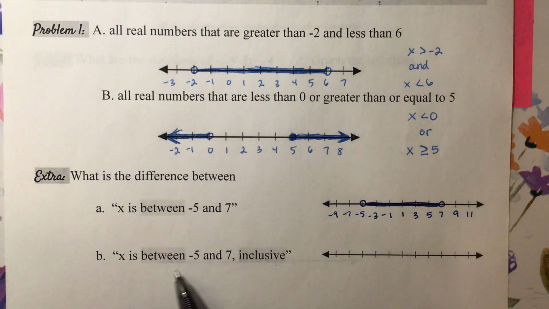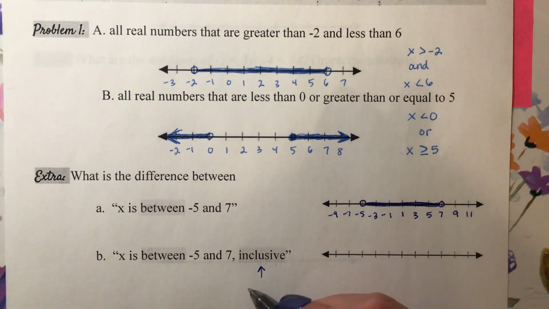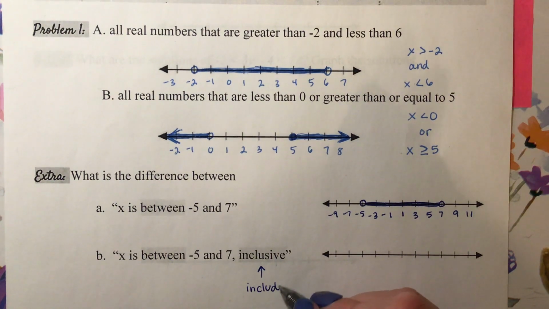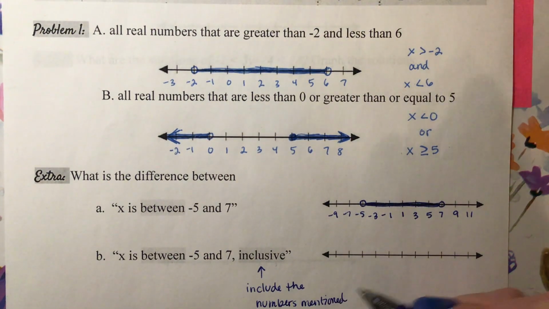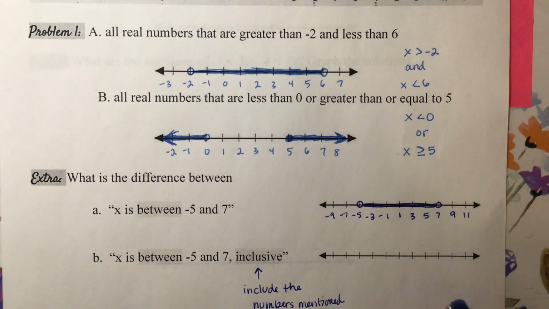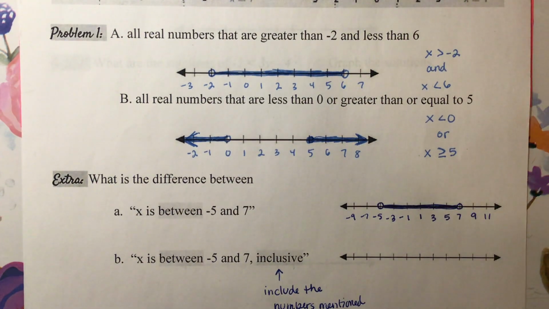Now, what's the difference between x is between -5 and 7 inclusive? Well, notice how the word inclusive sounds like the word include, and that's because they basically mean the same thing. This is going to include the numbers mentioned. So we talk about being inclusive in school, meaning we accept everybody and we encourage everyone to participate and work with us. So here with the inclusive part, we want to kind of let -5 and 7 participate in on the action as well.